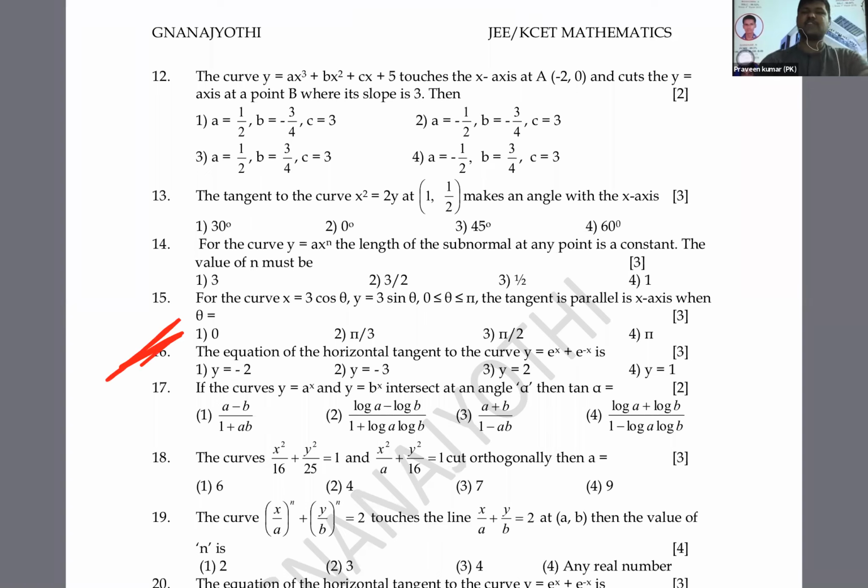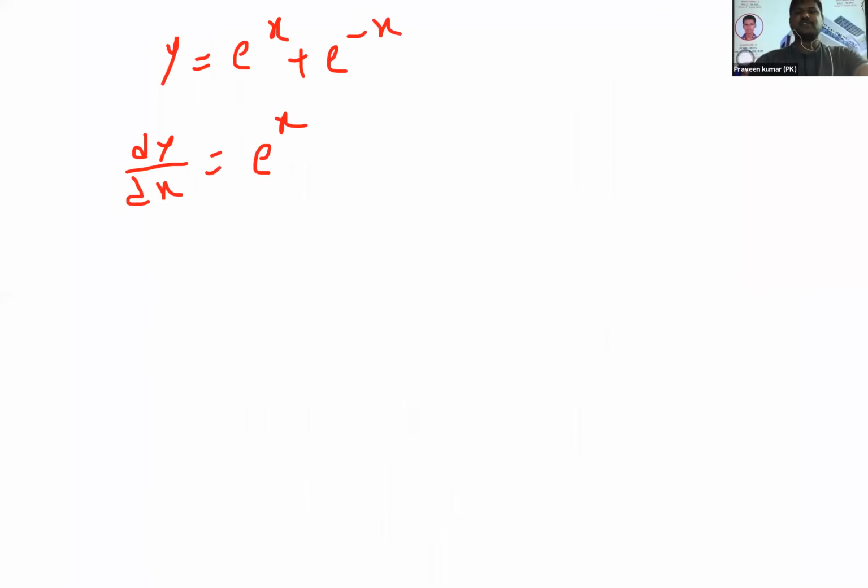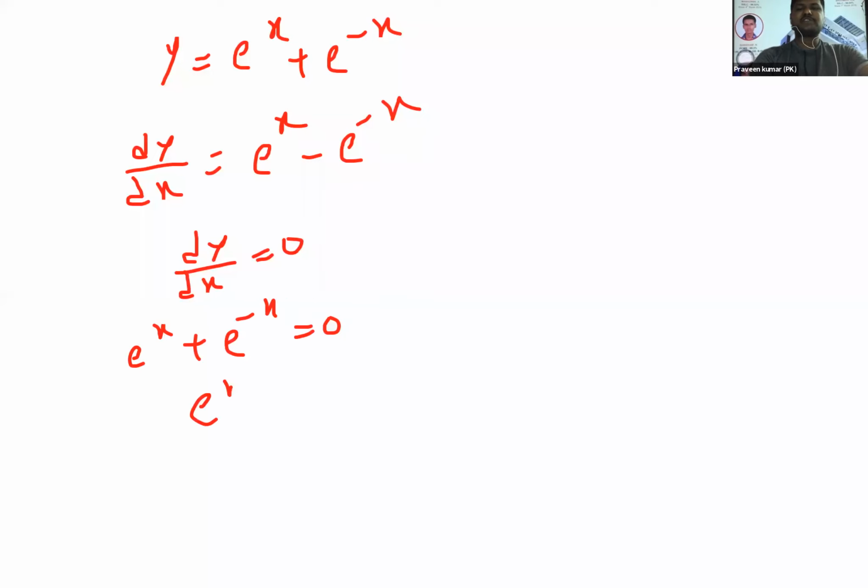Question number 16: the equation of the horizontal tangent to the curve y equal to e power x plus e power minus x. After differentiation, dy by dx is equal to e power x plus e power minus x into minus 1, that is, e power x minus e power minus x. Horizontal means x-axis, slope equal to 0. That means e power x minus e power minus x is 0. Transfer: e power x equal to e power minus x. Bases are equal, so powers are also equal. x equal to minus x, 2x is 0, x is 0.